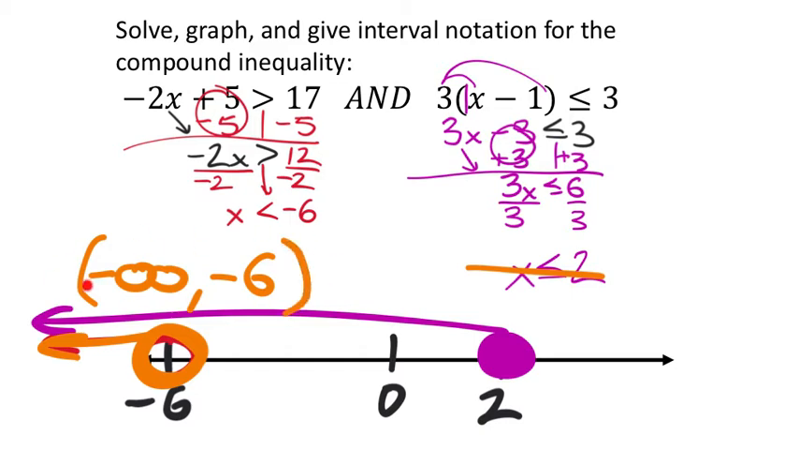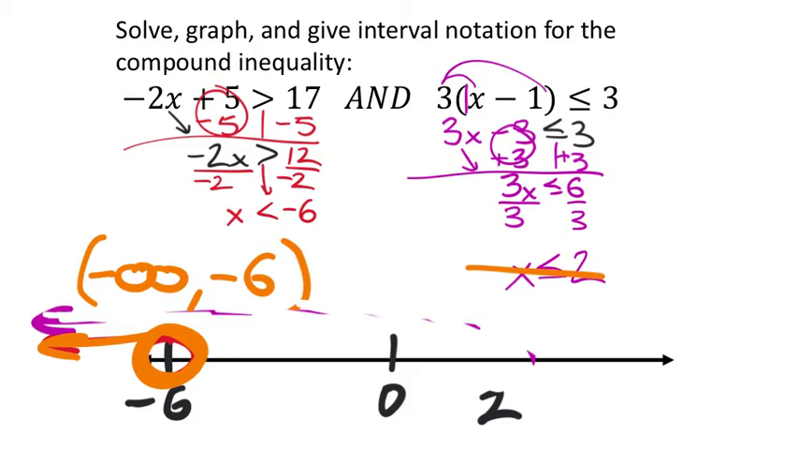So we get this interval, and then the graph would just be the orange line right here. I kind of feel compelled to erase the purple line. Something like this, okay? So just the orange, and then the inequality, x is less than negative 6.